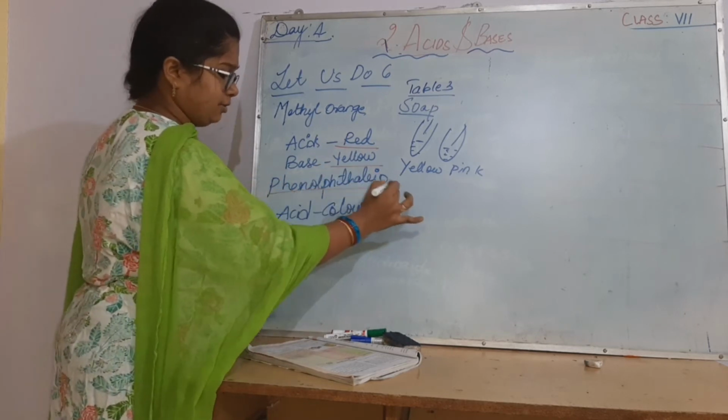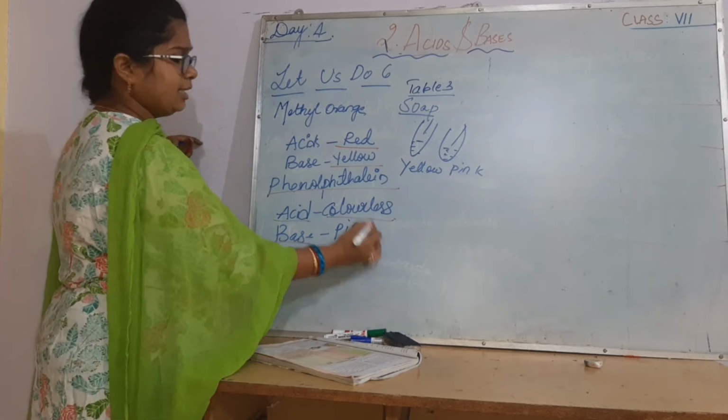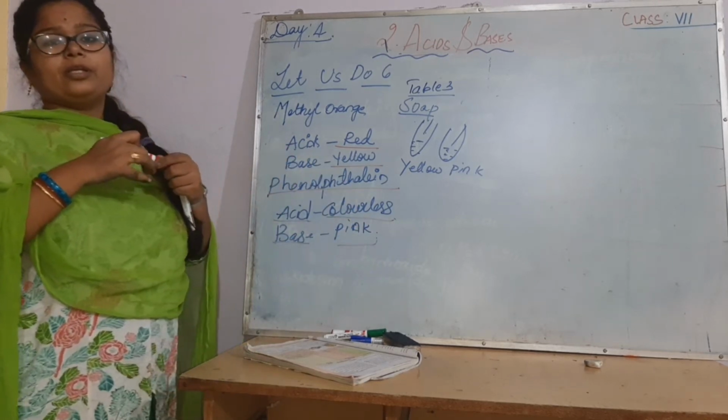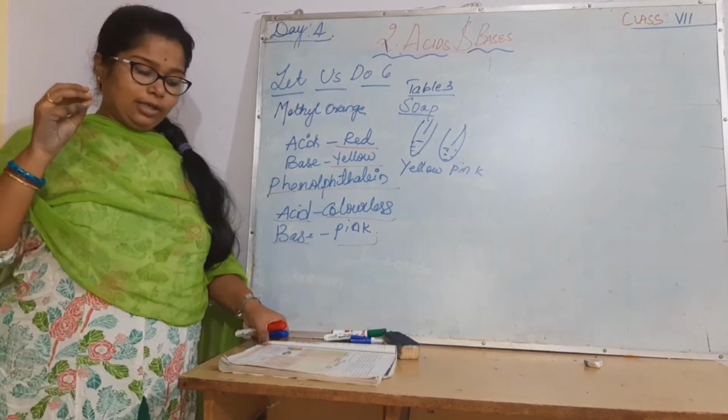And phenolphthalein solution, in acids, remains colorless. In base, it changes into pink. So these are the substances that are called indicators. All of those are called indicators.